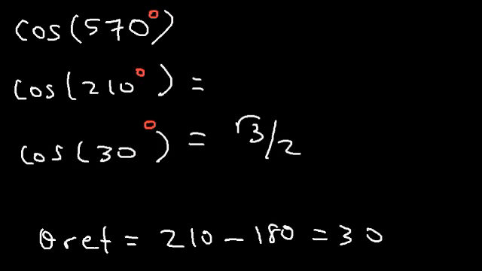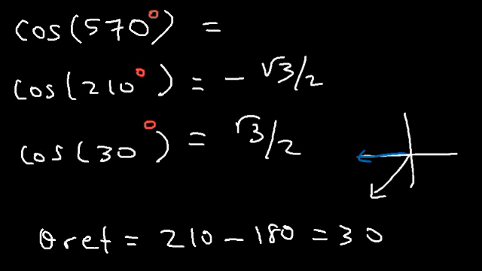Now cosine 210 is in quadrant 3, and cosine is negative in quadrant 3 because x is negative towards the left. So cosine 210 is negative root 3 over 2, which means that cosine 570, which is a coterminal angle of 210, must be the same, negative root 3 over 2. 210 and 570, they both land in quadrant 3. That's why they're both negative.